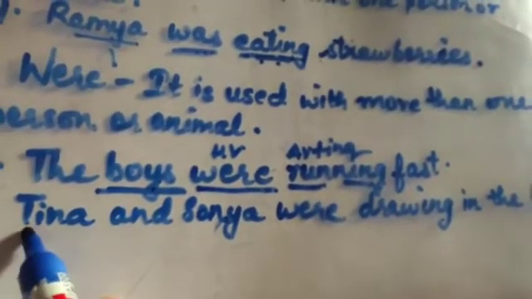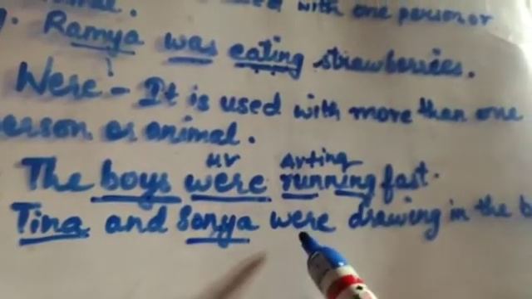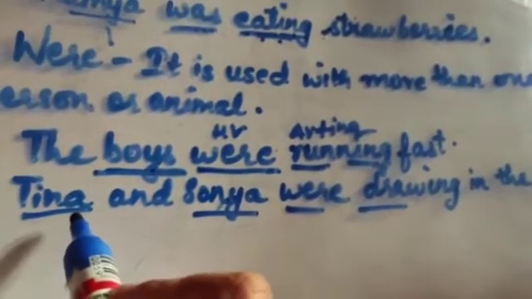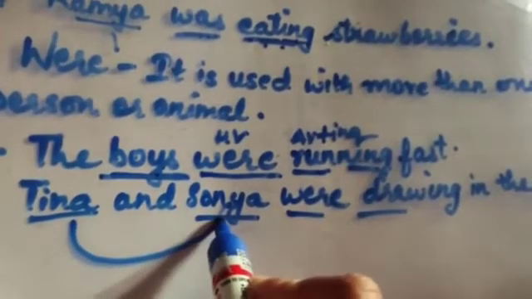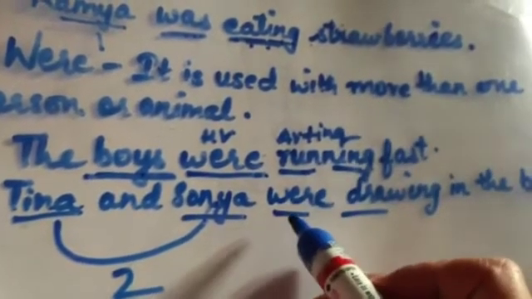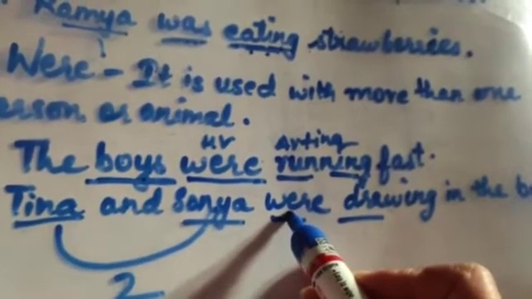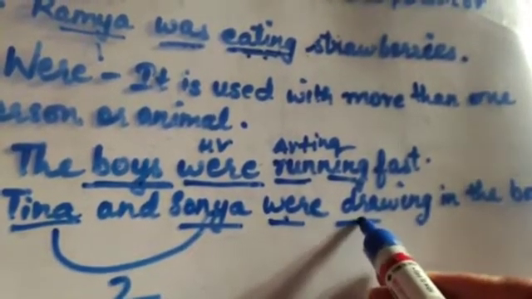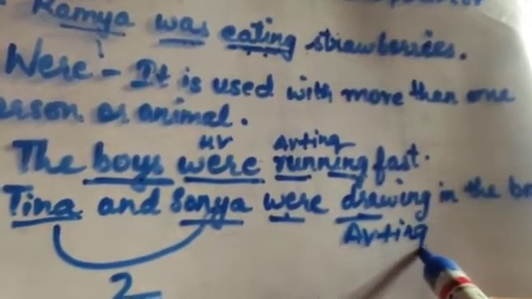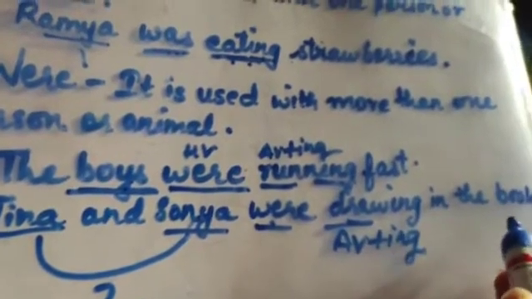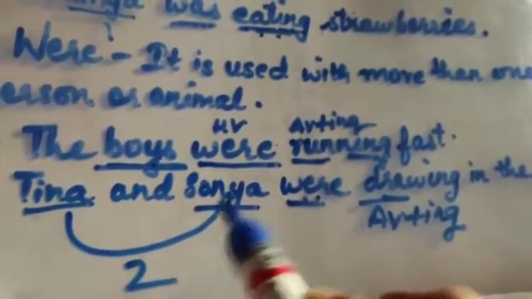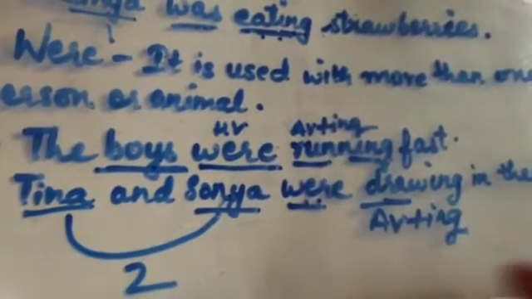Okay, now next, Tina and Sonia were drawing in the book. Okay, now how many persons are there? 2. Tina and Sonia. So there are 2 persons, means there are more than 1 person. So what will we use? Were. We will not use was, we will use were. Then what is the action verb? Draw. And what have I used with the action verb? ing. So it is drawing in the book. Okay class. So were drawing tells us that the action has taken place in the past.